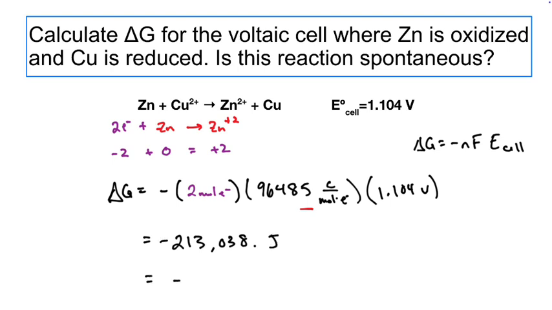This is in units of joules, so if we convert it to kilojoules, we can drop it down to -213 kilojoules. It's negative. Is that spontaneous? The cell potential had to be positive. Why is it spontaneous? Cell potential had to be positive.